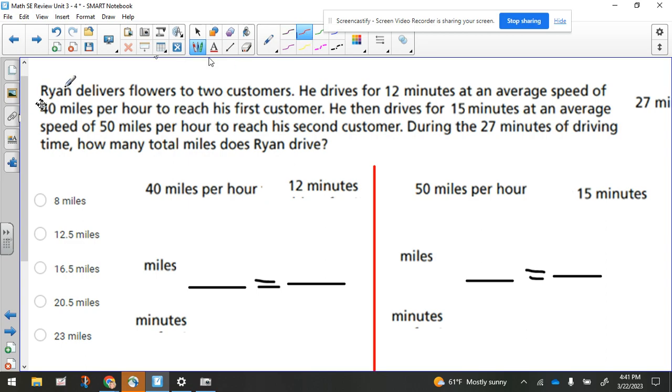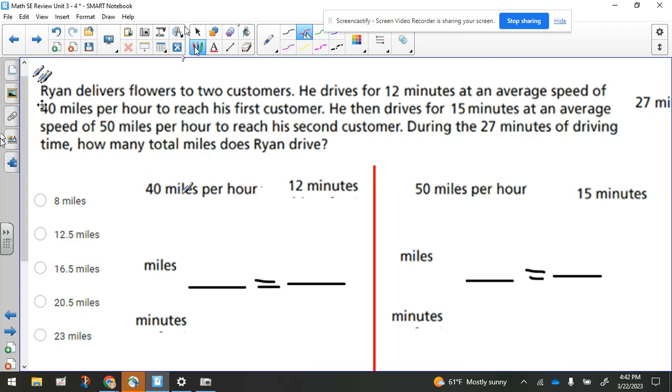All right, but at any rate, the question reads: Ryan delivers flowers to 2 customers. He drives for 12 minutes at an average speed of 40 miles per hour to reach his first customer. He then drives for 15 minutes at an average speed of 50 miles per hour to reach his second customer. During the 27 minutes of driving time, how many total miles does Ryan drive?